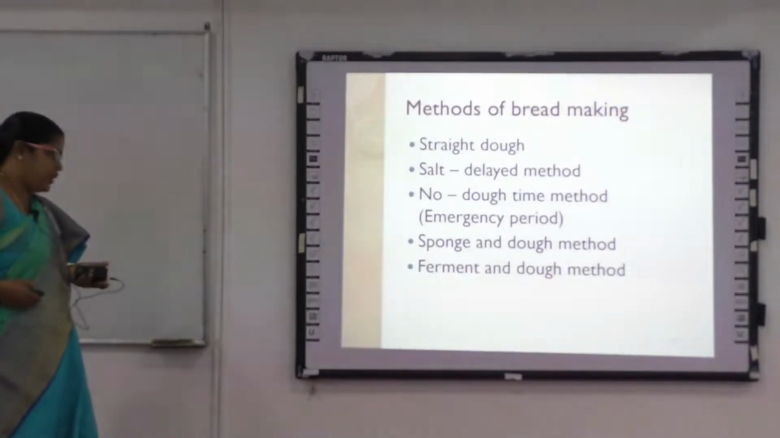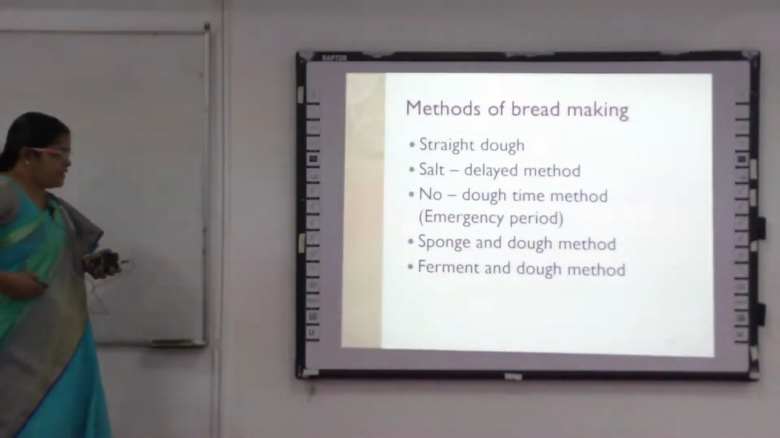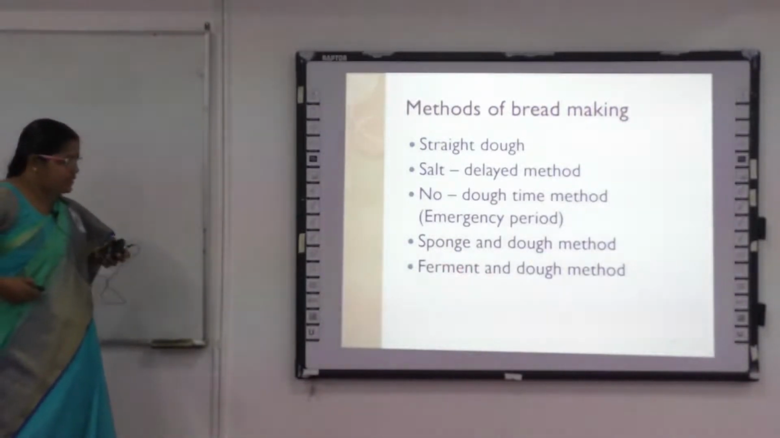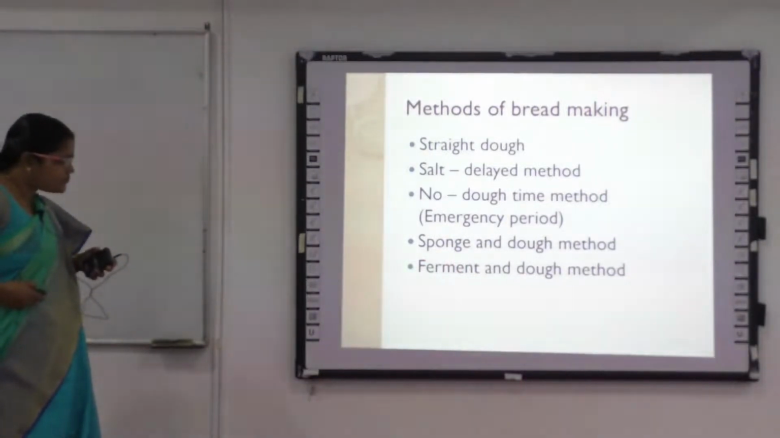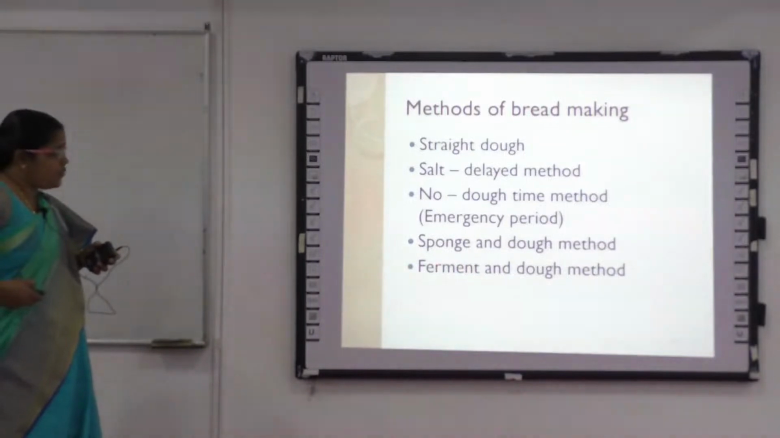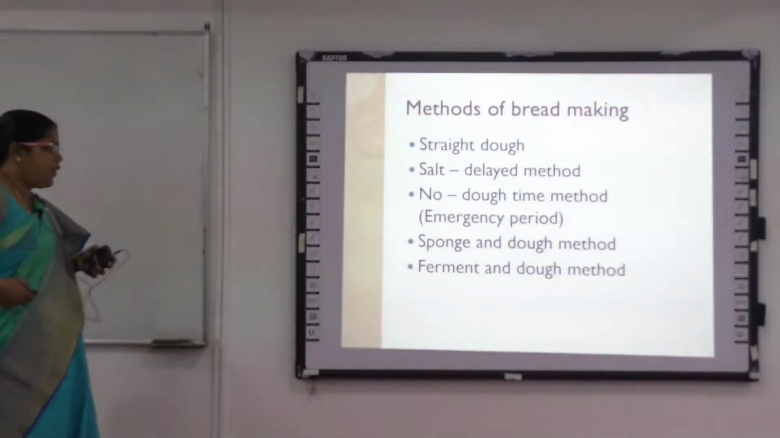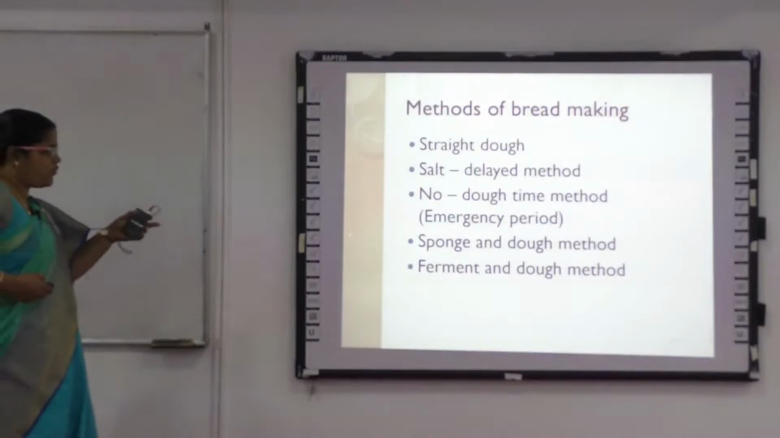Then the fermented dough method. The fermented dough method is generally adopted for preparing sweet bread. The ferment has more sugar and milk. Milk and milk products can be added along with yeast and part of the maida, same as sponge. Here the sugar content will be more, dairy products, milk or milk powder will be added, and it will be mixed together and the ferment will be kept for fermentation.